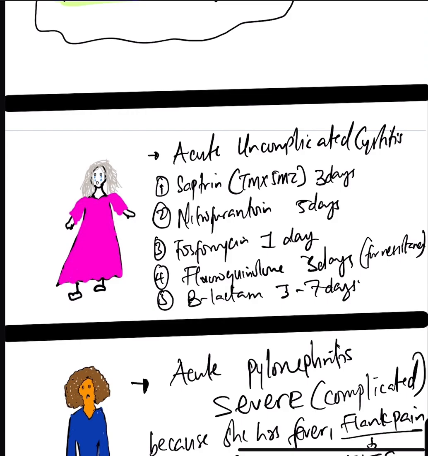This is the summary. This patient has acute uncomplicated cystitis. That means she has only the lower urinary tract symptoms. What do you give her? You give her Subtrine, that is the trimethoprim sulfamethoxazole for 3 days. You could also give her nitrofurantoin for 5 days. You could give her fosfomycin, just 1 dose, fluoroquinolone for 3 days, and beta-lactam for 3 to 5 days. Remember, who is this patient? This patient has only lower urinary tract symptoms.